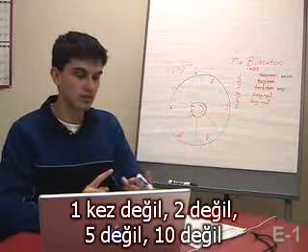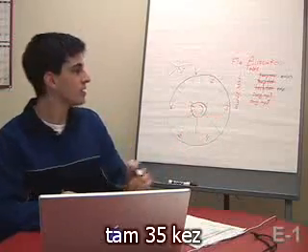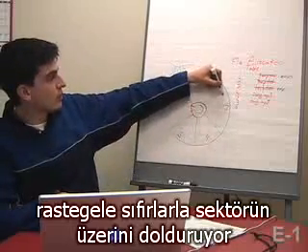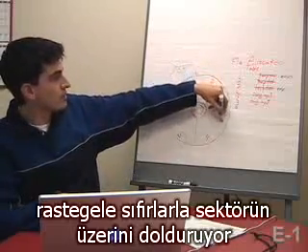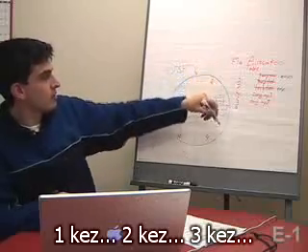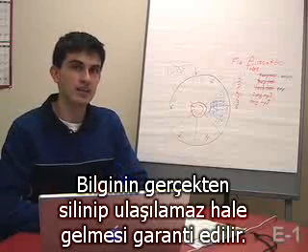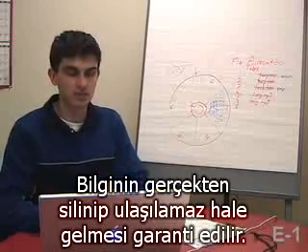Not once, not twice, not 5 times, not 10 times, but 35 times. It's just going to write random ones and zeros over this sector 1 time, 2 times, 3 times, and so on, 35 total times. This ensures that the data is actually gone off of your hard disk.